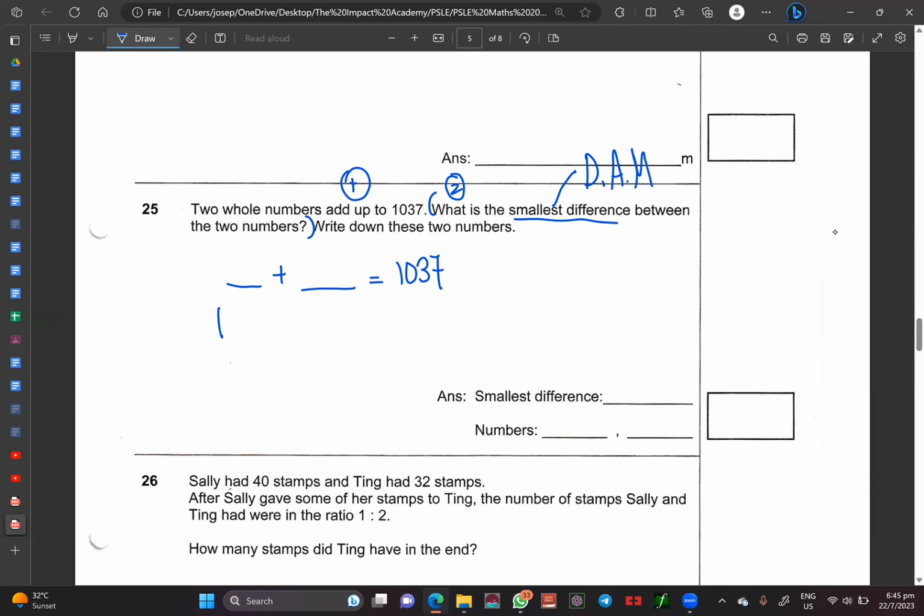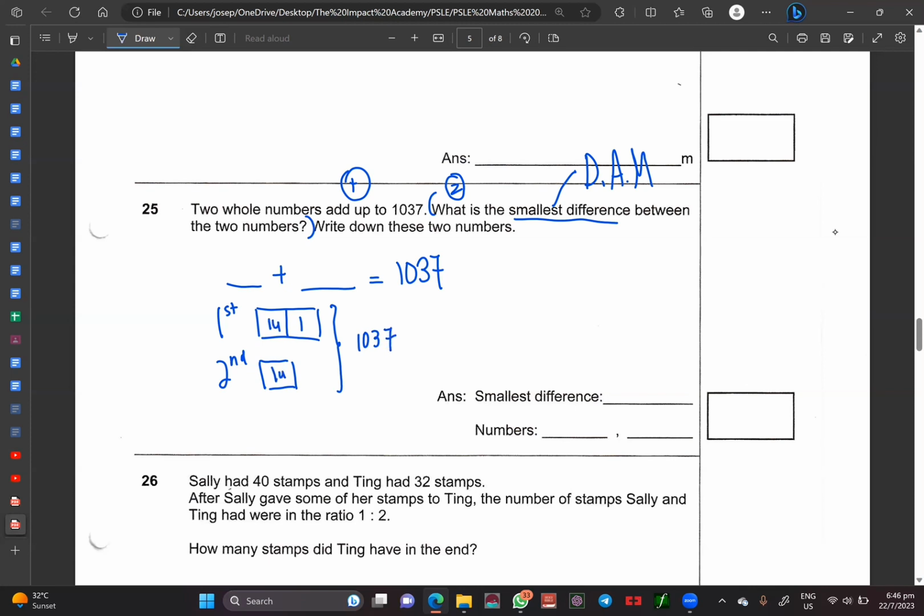So my first number and my second number should look something like this. Why? Because the first number must be bigger than the second number. If the first number is not bigger than the second number, or if the first number is the same as the second number, then there is no difference. And they want the smallest difference. Let me ask you a question. The smallest difference has to be 1, isn't it? So we know that the total is 1037, so we know that this is 1 unit, this is also 1 unit.